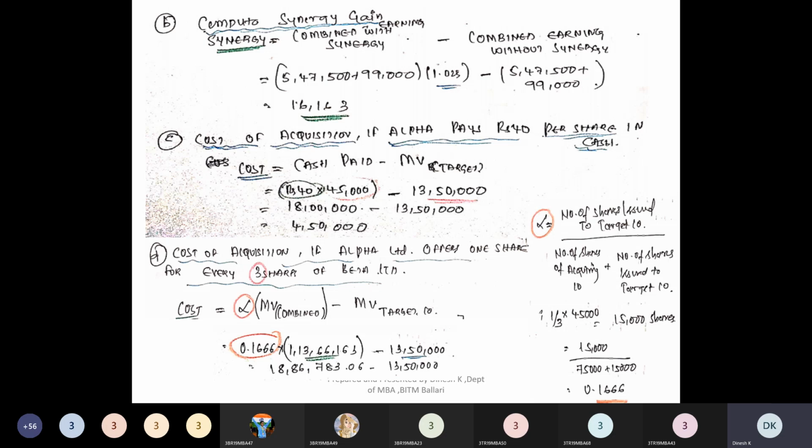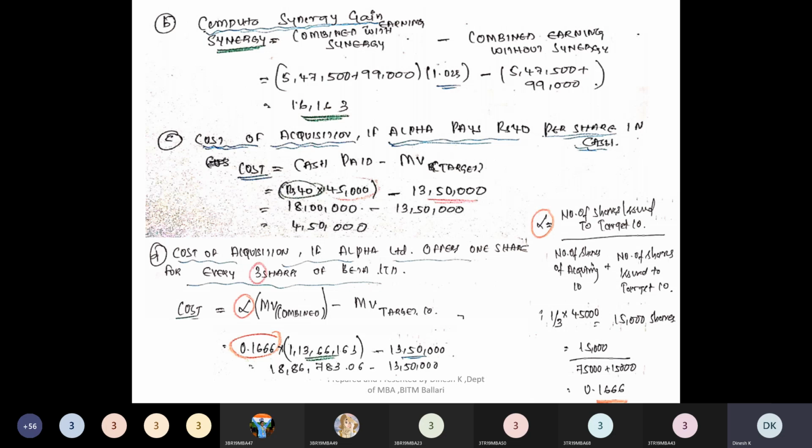To calculate this, we use a formula: cost is equal to alpha multiplied by the market value of the combined firm, minus the market value of the target firm, right? The market value of the combined firm is given in the question, so that is not an issue here. Then the market value of the target firm is given as 13 lakhs 50,000. So that will not be an issue.